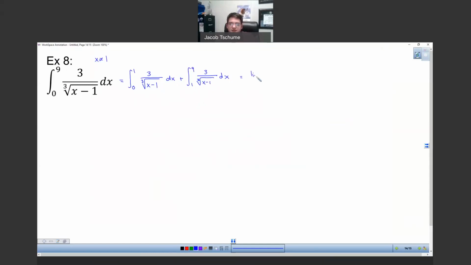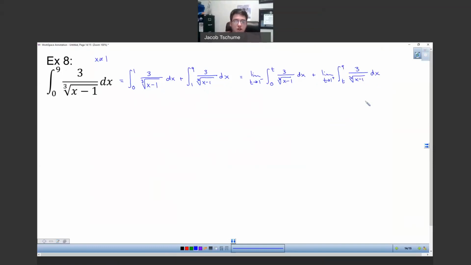So this would be the limit as t approaches 1 from the left, because the 1 is the upper parameter, and that's the problem. Then we're going to integrate from 0 to t of 3 over the cube root of x minus 1 dx. Then I'm going to add to this another limit, but this time t approaches 1 from the right because it's the lower parameter of your second integral, which will go from t to 9 of 3 over the cube root of x minus 1 dx.